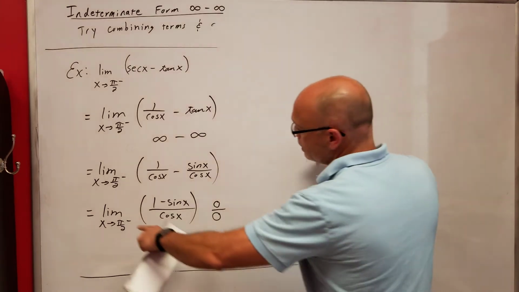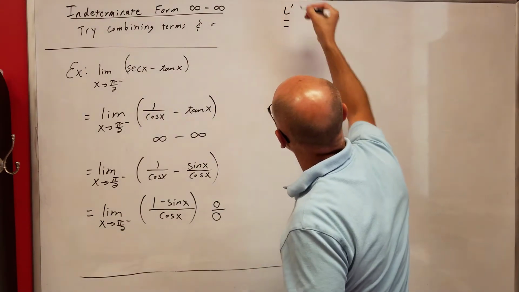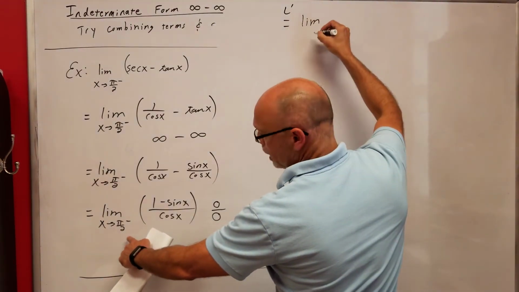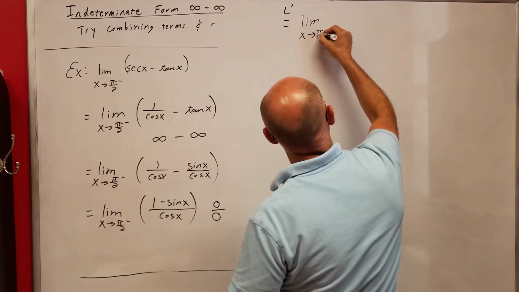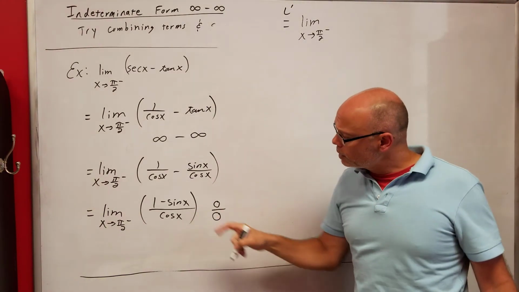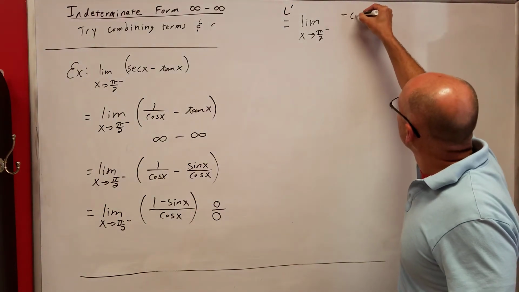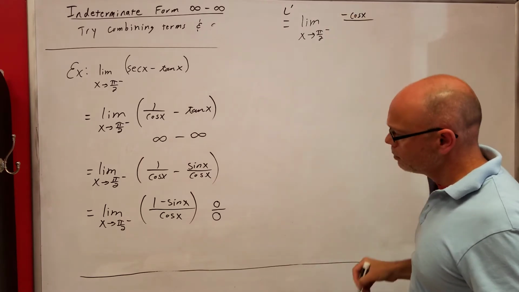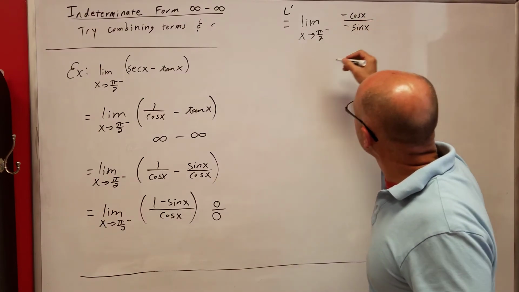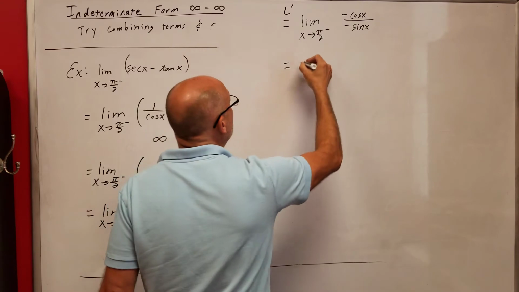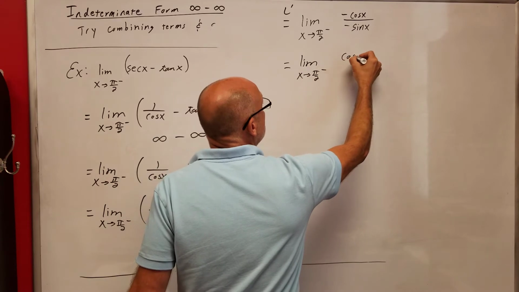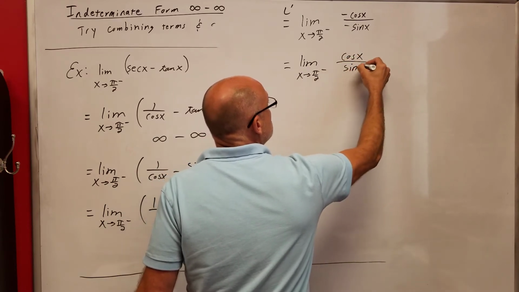So I'm going to say this is equal to, and I like to put this mark just to show that I'm using L'Hopital's rule here. It's equal to the limit as x approaches pi over 2 from the left again. Now take the derivative at the top, take the derivative at the bottom. What's the derivative at the top? Negative cosine of x. What's the derivative at the bottom? Negative sine of x. Well, what's a negative over a negative? A positive. So I can say this is the limit as x approaches pi over 2 from the left of cosine of x over sine of x.